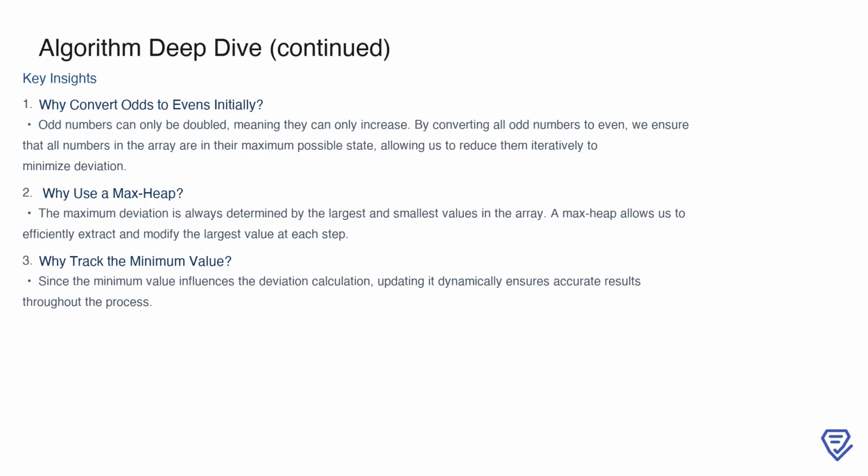Second, the use of a max heap is critical because the deviation is determined by the largest and smallest values in the array. The max heap lets us efficiently extract and modify the largest value at each step, which is central to the algorithm. Finally, dynamically tracking the minimum value ensures that the deviation calculation reflects the true difference between the largest and smallest values as we iterate through the array. These insights form the foundation of the algorithm and guide the decisions made in each step.